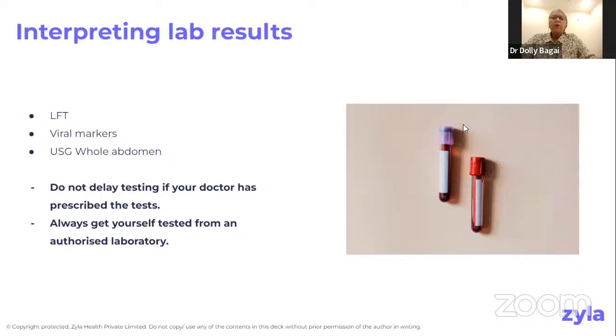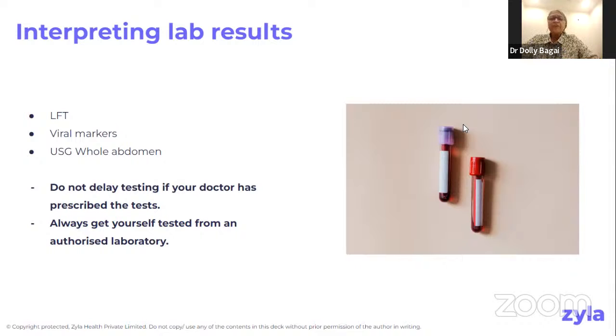Now, I have talked a lot about hepatitis, its 5 various types. And I have also talked about the modes of transmission and how you can prevent it and how you can cure it. Now we need to talk about interpreting lab results. The most important lab results that are done to look for liver disease are LFT, that is liver function tests, the viral markers, which tell us which virus has got us, and an ultrasound of the whole abdomen.